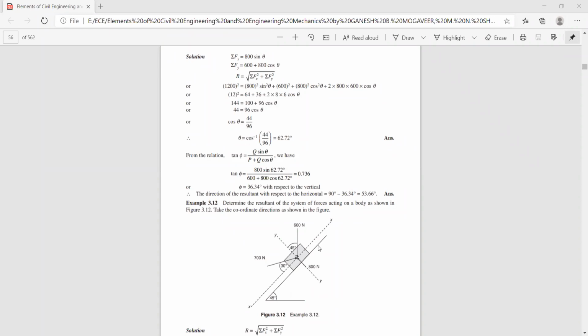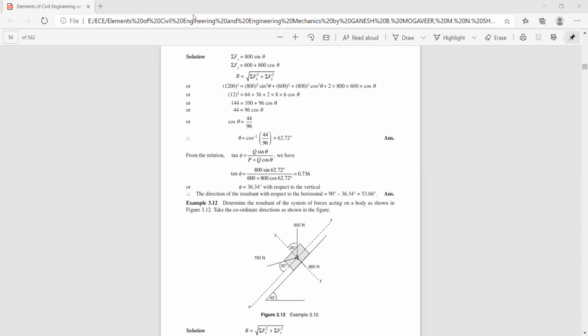So in this problem, it is an inclined plane problem where you have a body resting on an inclined plane and it is subjected to the forces. You need to find the magnitude and direction of the resultant. Whenever you have a problem on inclined plane, it is always better to select the reference axis, x and y axis, parallel and perpendicular to the inclined plane. So I could have selected the reference axis like this, x axis like this, and y axis like this.